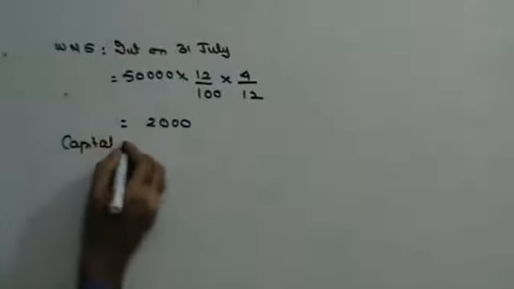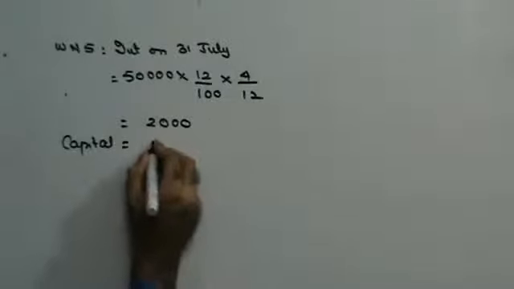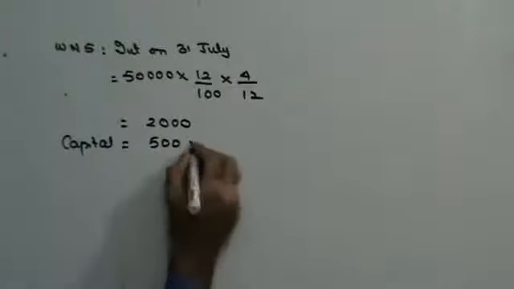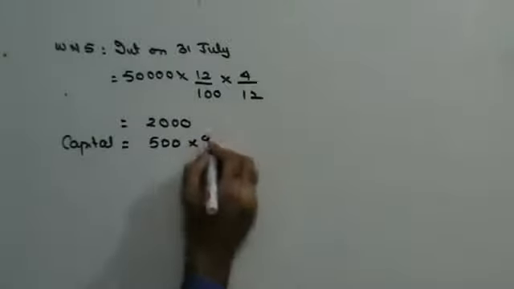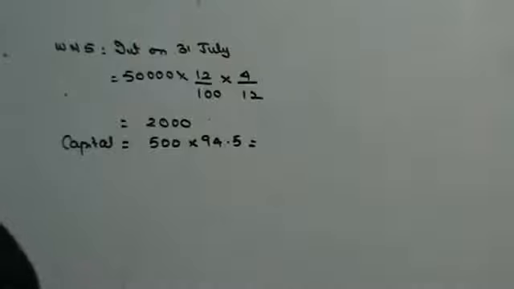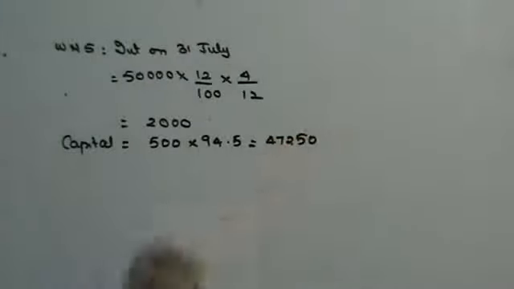Let's find out the capital value, guys. 50,000 worth debentures, and each debenture is of 100 rupees. That means I must have purchased 500 debentures. At what price have I purchased them? At 94.5. Someone work that out please for me. 47,250. Now, this is ex interest, so I need not deduct the interest.